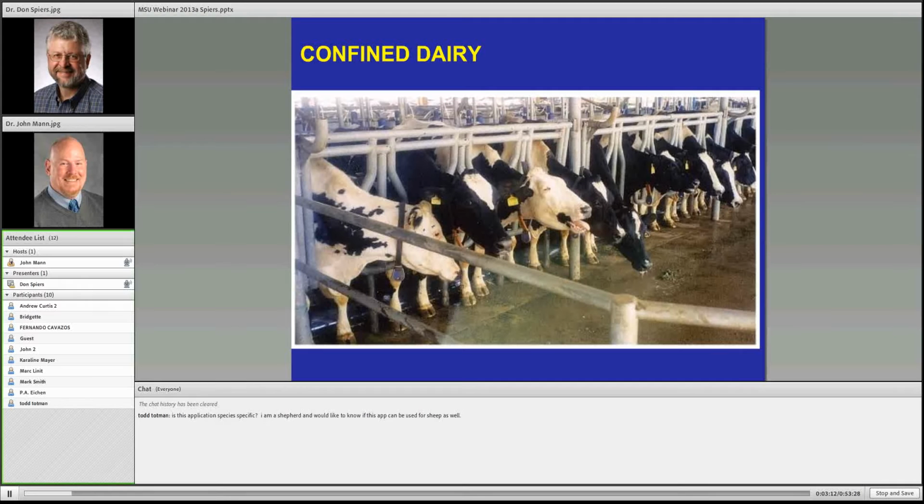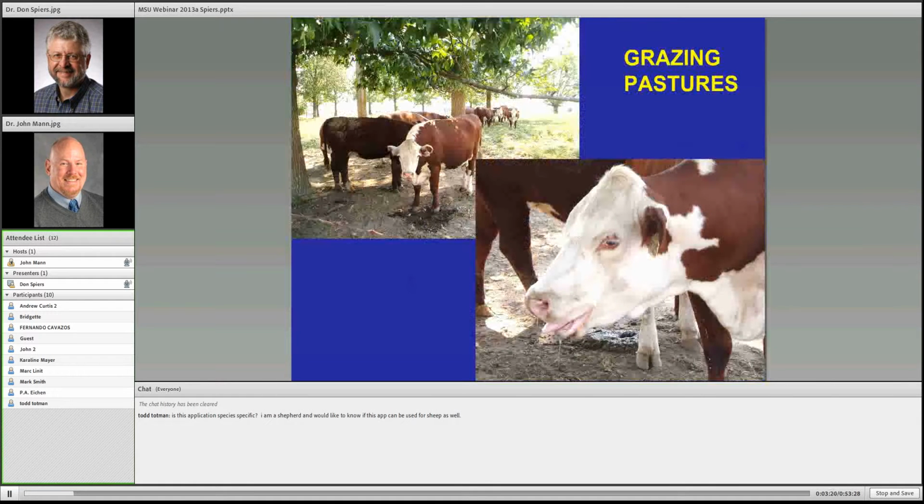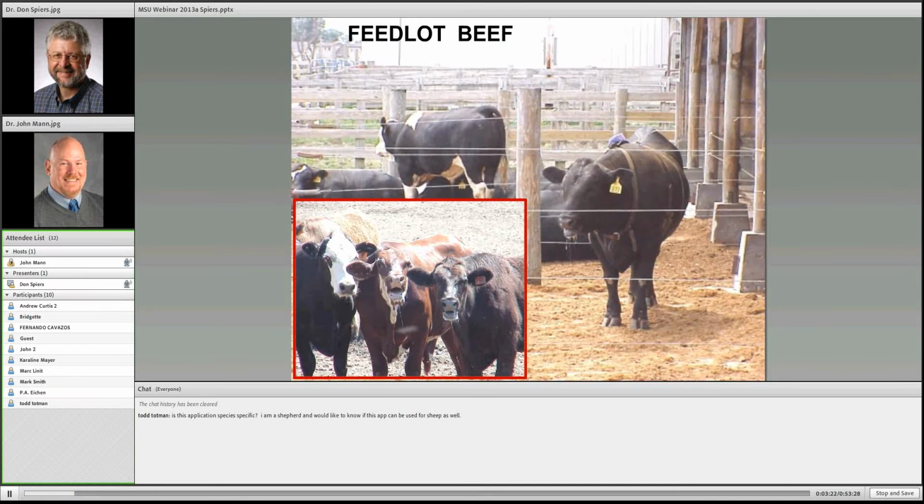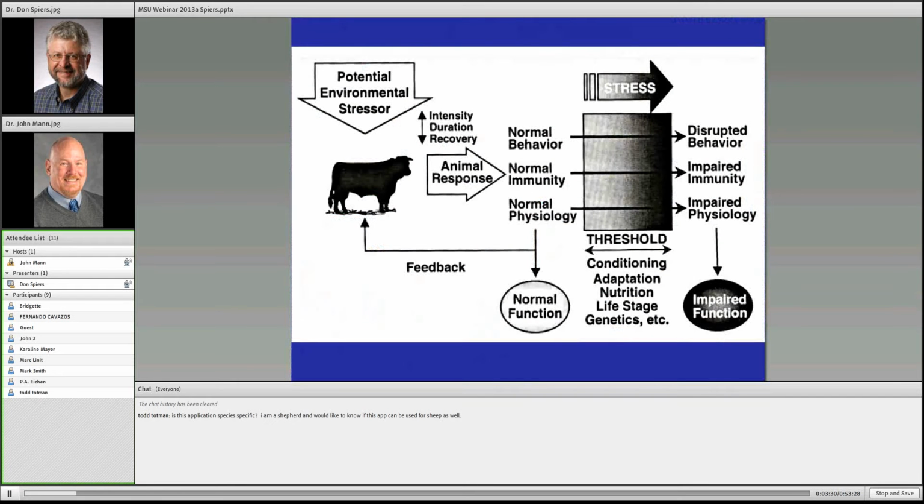When we start looking at the scenarios associated with livestock, it becomes even more critical. We can go from situations such as confined dairy to grazing pastures to feedlot situations. All of these have unique issues that we have to deal with when we start to think about heat stress. The additional challenge is how to define stress in general. Specifically, in this case, how to define heat stress or thermal stress.